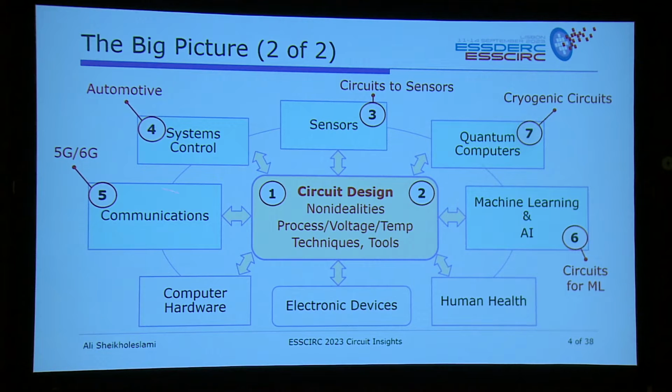When we go to communications and we talk about 5G and 6G, this is Stefan who is going to talk about this. Then we go to machine learning, and this is Mahmoud who's going to talk about machine learning and how we use circuits for this purpose. And then we go to Andrea, who's going to talk about quantum computers. So this is really an overview of the whole day.